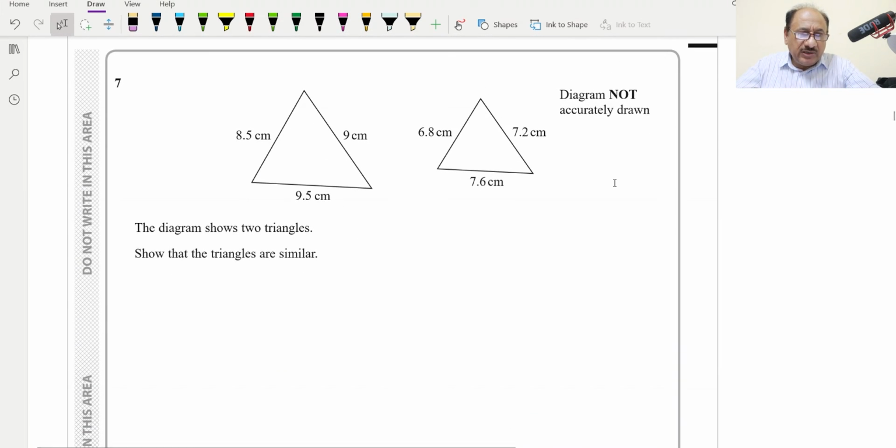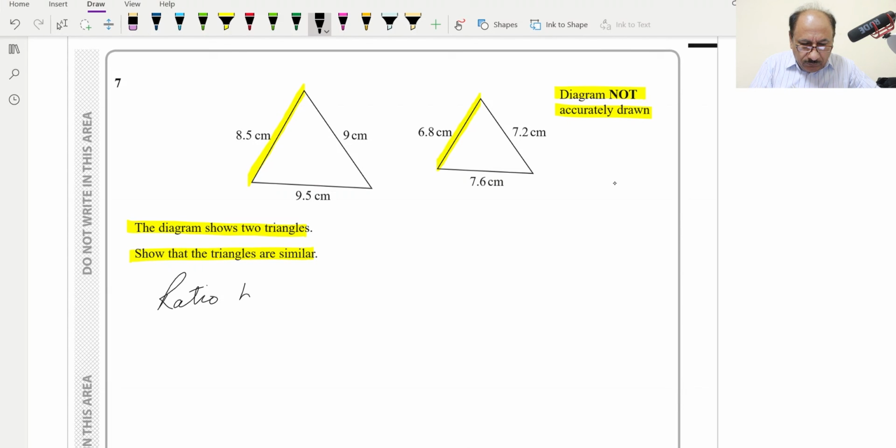Okay, now question number 7. Question number 7 says the diagram is not accurately drawn. The diagram shows two triangles. Show that the triangles are similar. So corresponding sides should have the same ratio. This is the condition for similarity. So we will check this side with this side. We will check the ratio between these two sides, the ratio between corresponding sides.